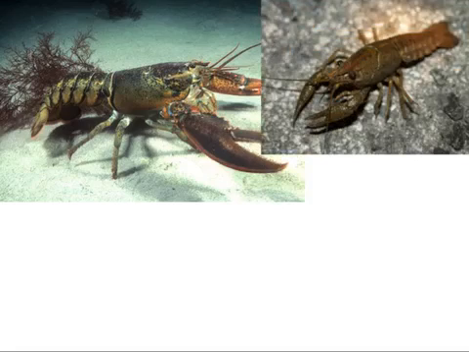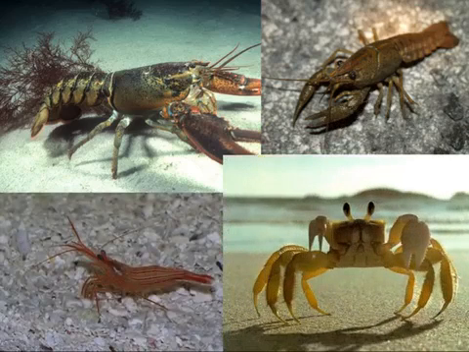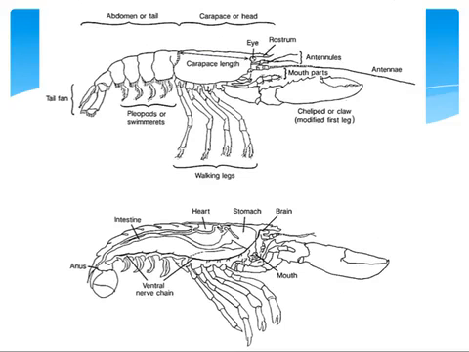This is a crayfish. Again, 1, 2, 3, 4, 5 pairs of walking legs, with the first being modified into a pincher. This is a shrimp. Shrimp are also decapods. And then crabs. You can see 1, 2, 3, 4, 5 pairs of walking legs, with the 5th being modified into a pincher. So those are the most common examples of decapods.